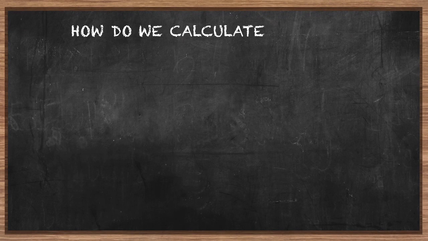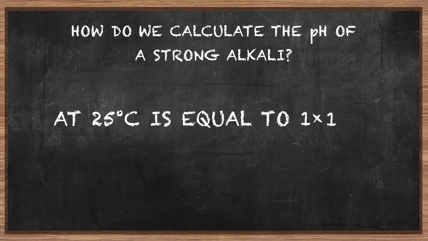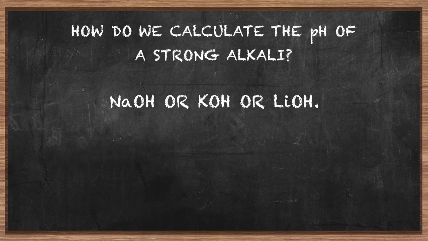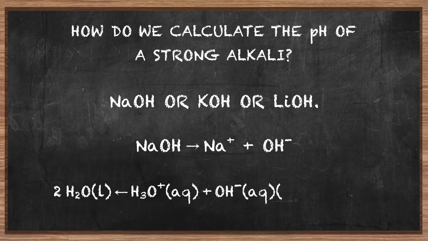Let's calculate the pH of a strong alkali. Remember that the ionization constant of water at 25 degrees Celsius is equal to 1 times 10 to the minus 14. Strong alkalis are sodium hydroxide, potassium hydroxide, and lithium hydroxide. These alkalis release hydroxide ions into solutions, as can be seen by their dissociation equations. This affects the ionization of water by favoring the formation of water molecules, shifting the equilibrium system to the left.